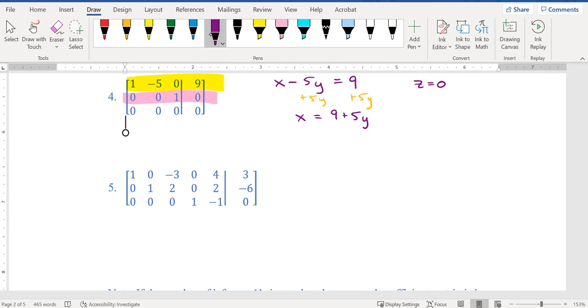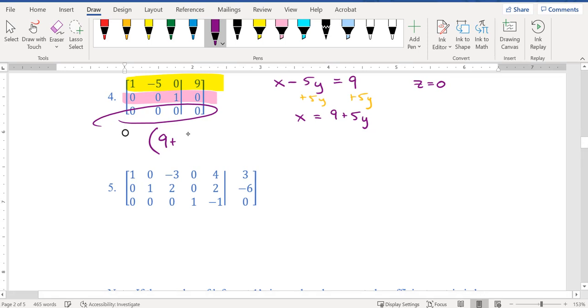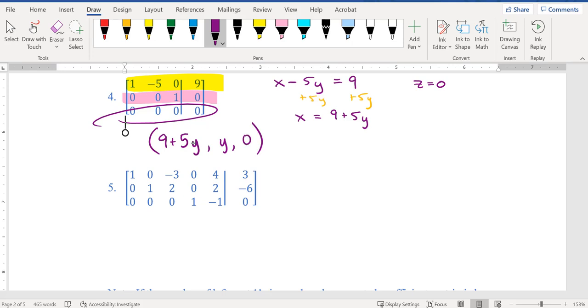Okay, what letter am I missing? What letter does this row of all zeros represent? It's the y variable, because I have the x in terms of y. I know that z is always 0. So here we go. My x is 9 plus 5y. y can be anything, and z has to be 0. Now, again, most books will tell you to put t instead of the variable that can be anything. So my solution would be (9 plus 5t, t, 0).